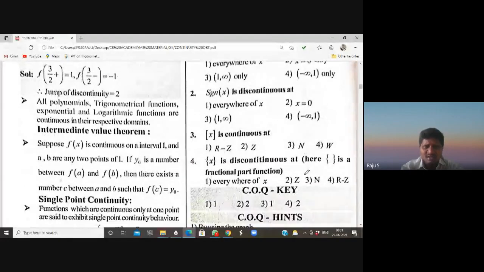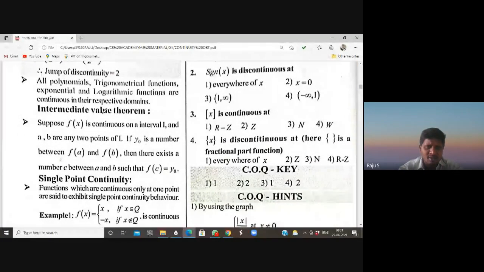Some theorems are there, the intermediate value theorem. Intermediate means exactly the midpoint we are going to get. Like we draw that this is f of a, this is f of b. There exists a point c, that is f of c. So the f of c corresponding y value is y naught they are taking. Nothing but between a and b, there exists f of c. That's all.